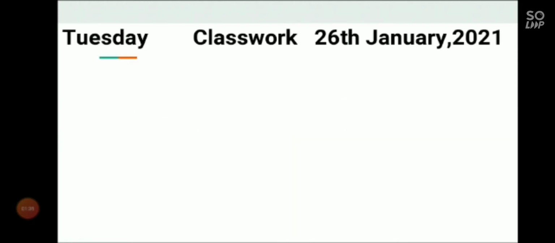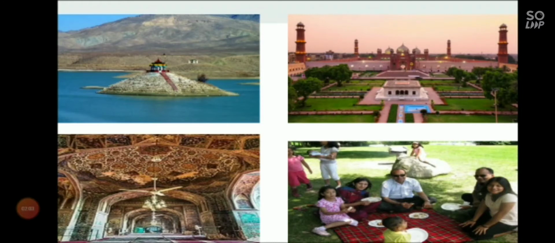Now open page number 31. On the top left, write down Tuesday. Tuesday's T should be capital. Be careful about spellings. Draw a line with a scale. Then give some space and write down Classwork. C should be capital. Again give some space, and then write 26th January, J should be capital, comma 2021. This is the year 2021, so be careful, write down the day and date carefully.